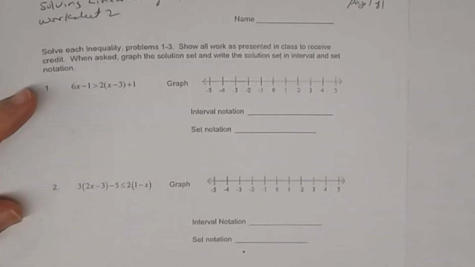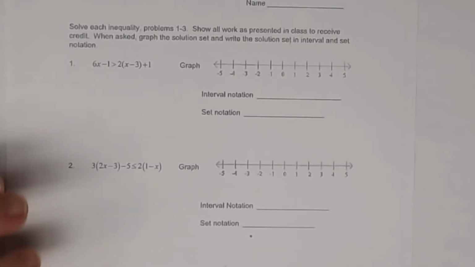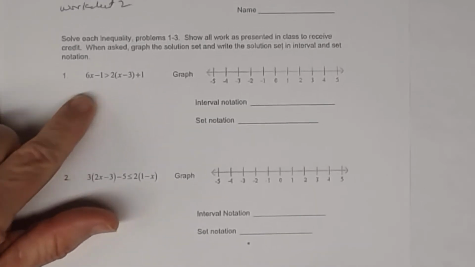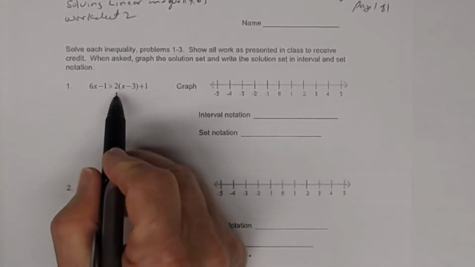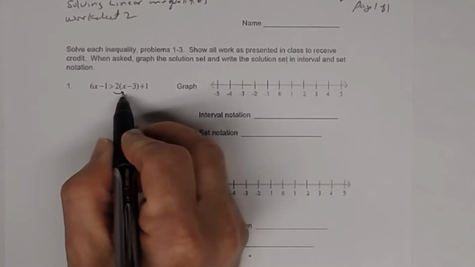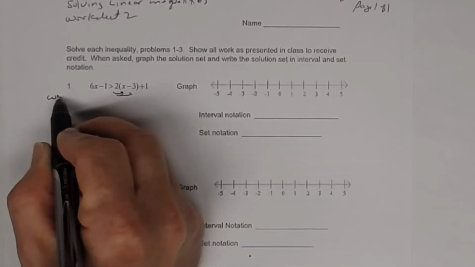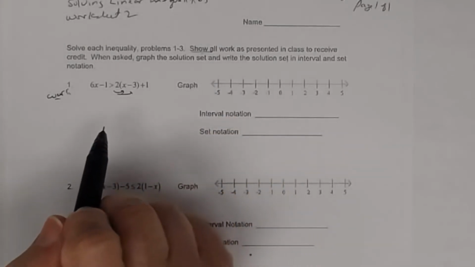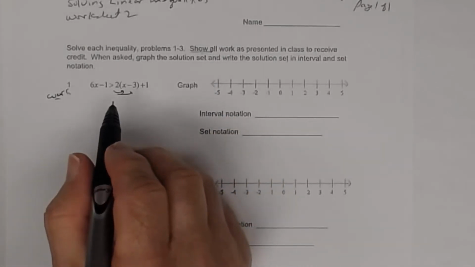Okay? All right, so let's look at the first one. And I think I have enough room to do that here. So here's the first one. You have this linear inequality. Notice I have parentheses, so I'm going to go ahead and use the distributive property. And so when I use the distributive property, there's your work. The directions did say to show work. See right here, show all work as presented in class to receive credit.